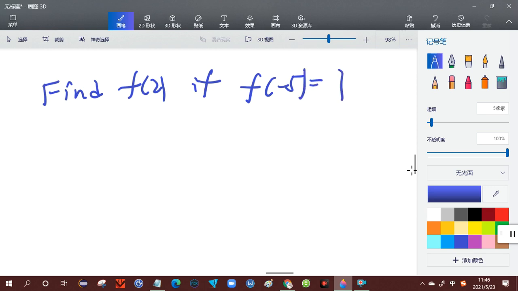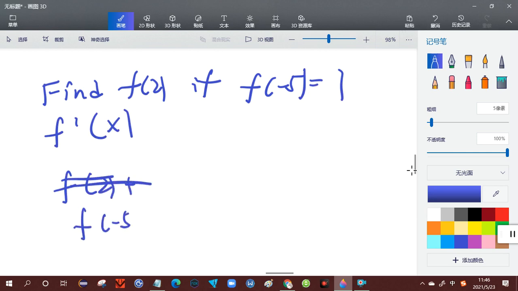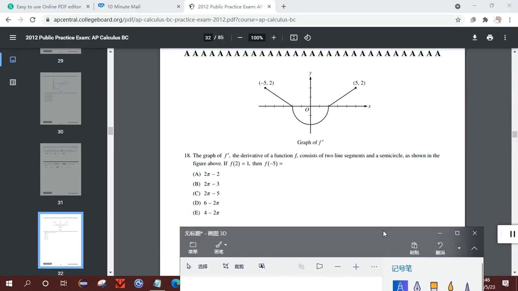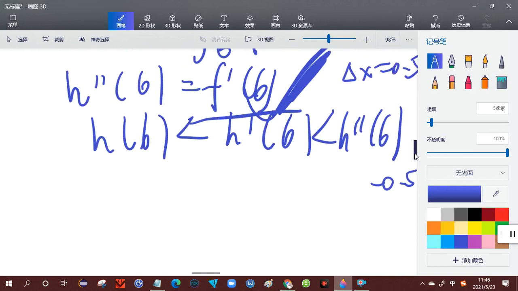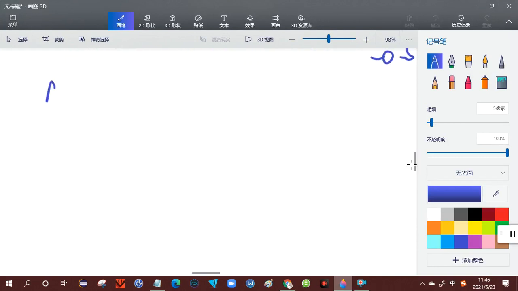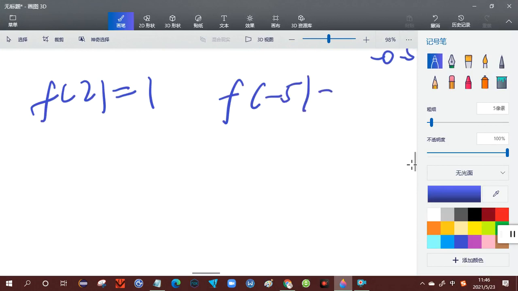And we are provided with f'(x). So therefore we can use the integration formula to help us. Wait, what are we required to find? f(2). Oh, sorry, I think I wrote the statement wrong. So it's f(2) is equal to 1, and we are required to find f(-5).